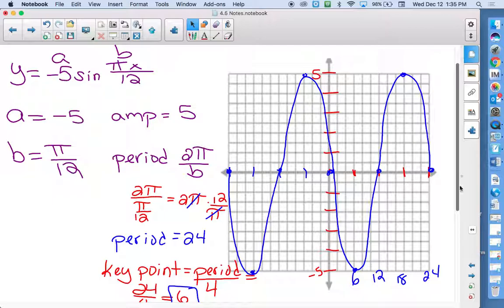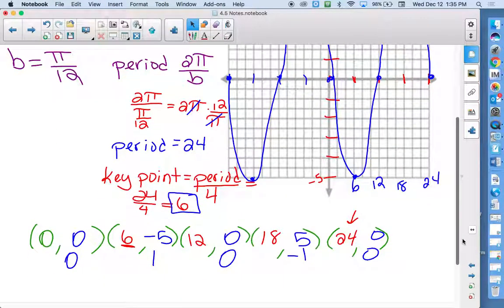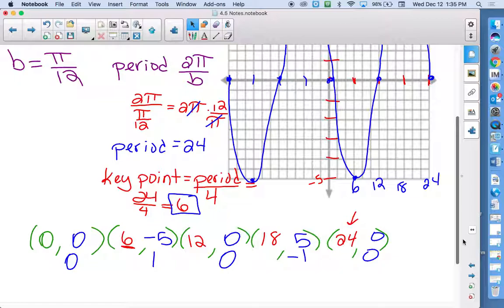So the key point value is so important. We're going to use that same value today, because that's what we need to calculate one angle to the next. And that's always your period cut in fourths. So I can use that same increment to go from one point to the next point, to the next point, to the next point. Questions?